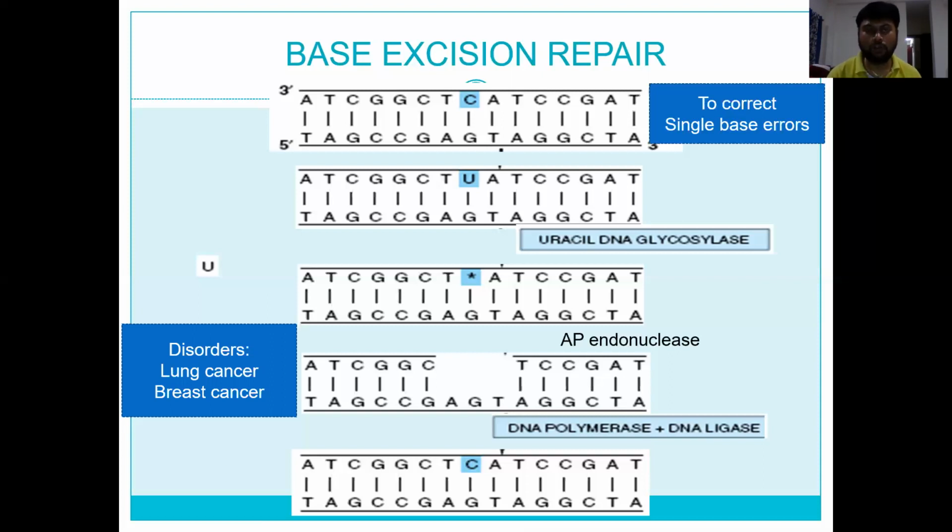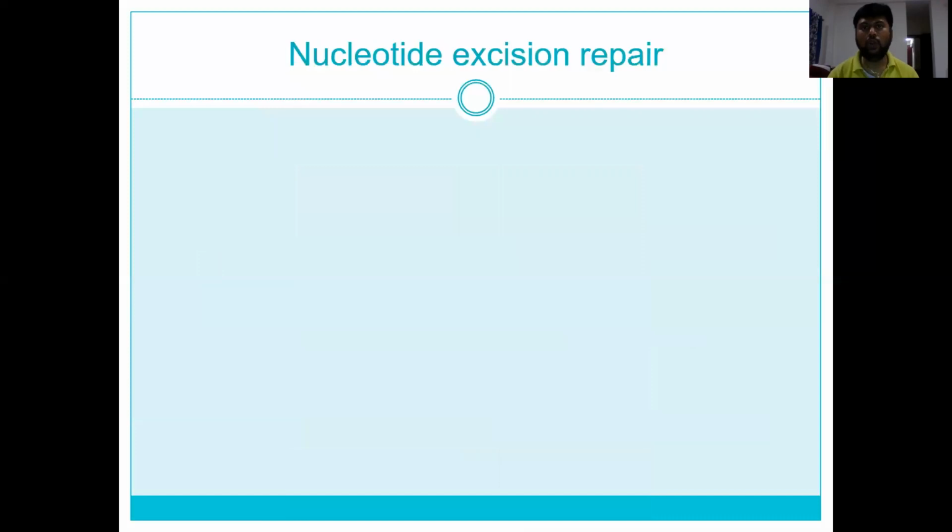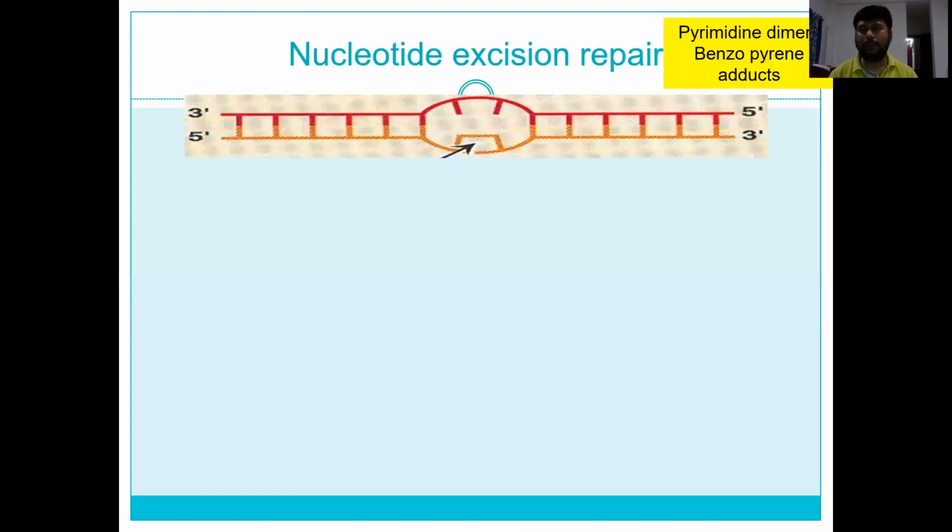Next we will move on to the third type, nucleotide excision repair. Base excision repair is for single base errors, whereas nucleotide excision repair is for multiple base errors, that means more than one base is involved. The most common multiple base errors are pyrimidine dimers and benzopyrene adducts. Out of these, I will take the pyrimidine dimer as an example and explain how the process happens. You can see this arrow mark.